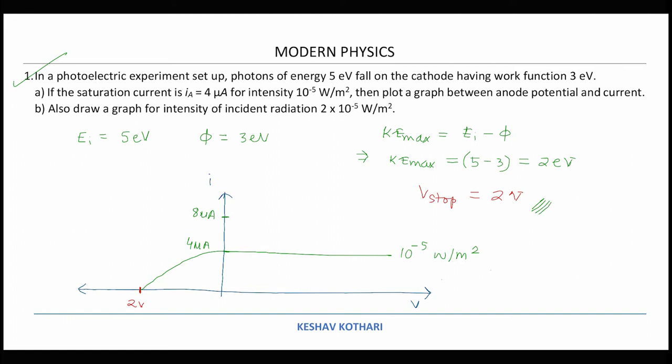On increasing the intensity of the incident light, the number of photoelectrons emitted increases in the photoelectric effect setup, but the value of the maximum kinetic energy of the emitted photoelectrons remains the same, and hence we say that the stopping potential remains unaffected. But the saturation current will rise, or I can say it will get doubled by doubling the value of incident radiation, which is equal to 2 into 10 to the power minus 5 watt per meter square. So this is the graphical variation of I versus V for the question. Let us move to the next problem.